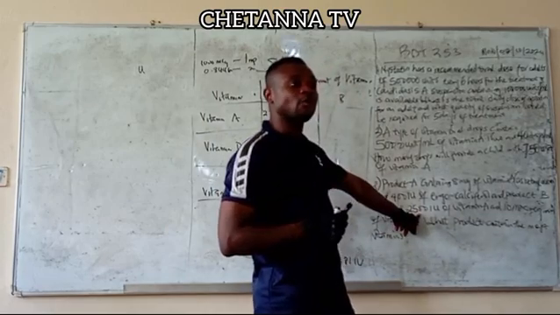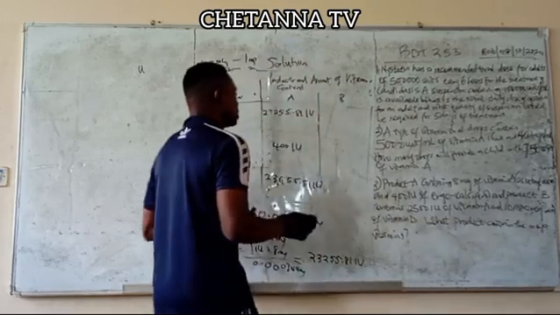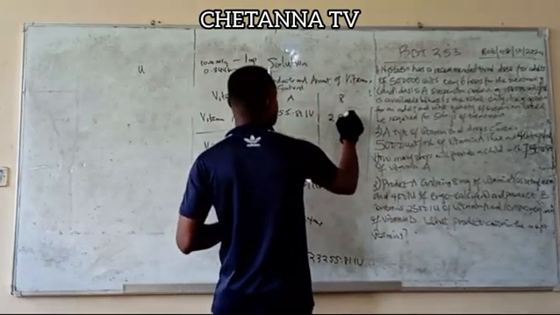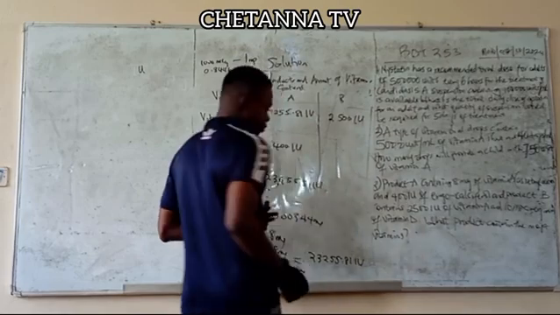So product B contains 2,500 IU of vitamin A. So write it here. Okay? Yes, sir. 2,500 IU.